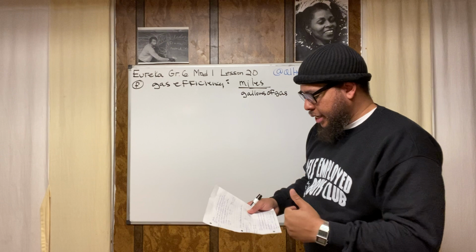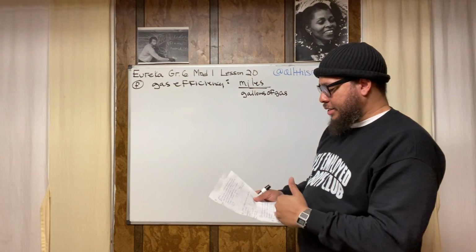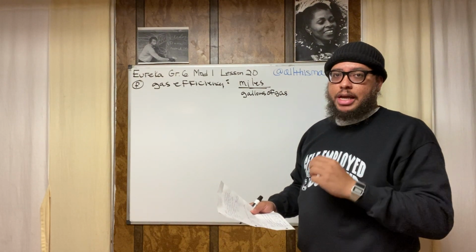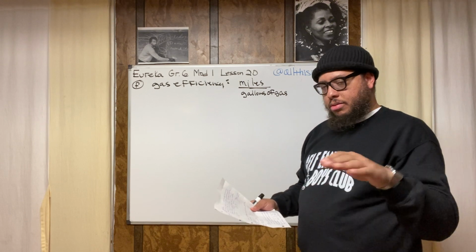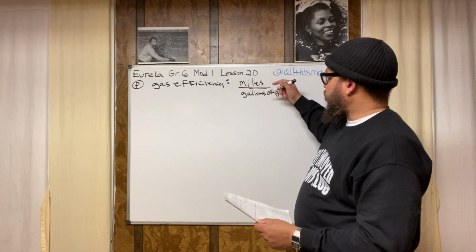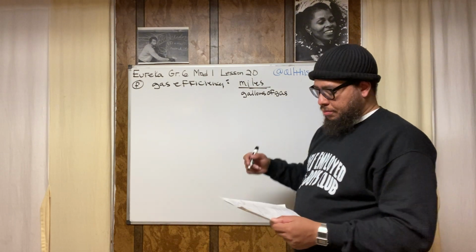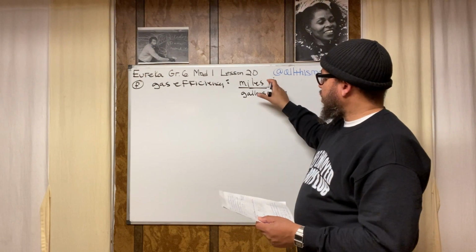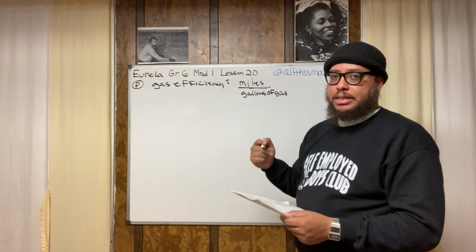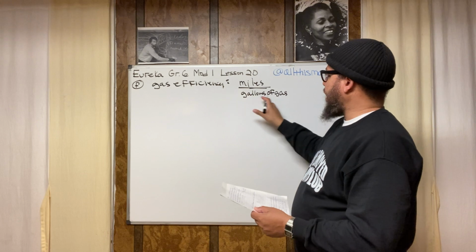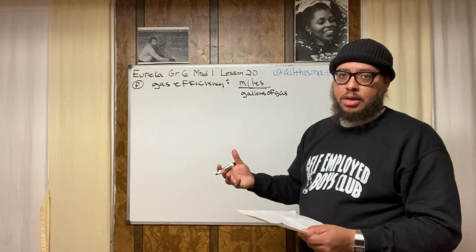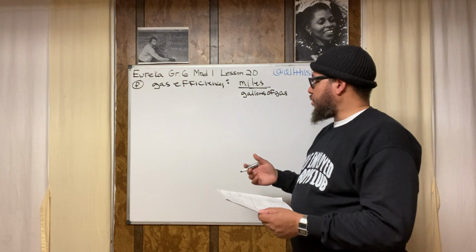But look at how it says 5 gallons of gas, and underneath it says 287.5 adjacent to the miles. So to find the gas efficiency, we would simply replace the word miles with 287.5, replace gallons of gas with the number 5, and then take out our calculator and divide that.